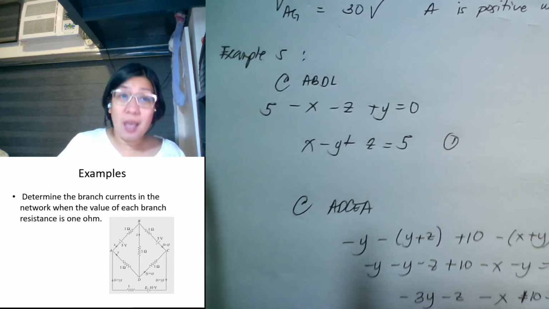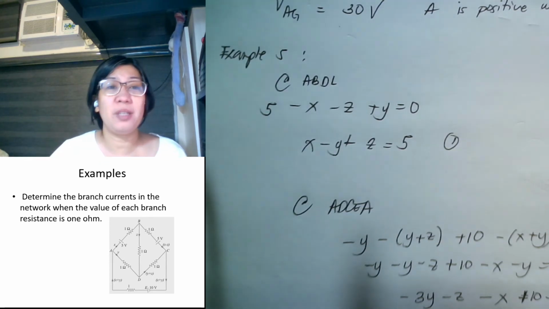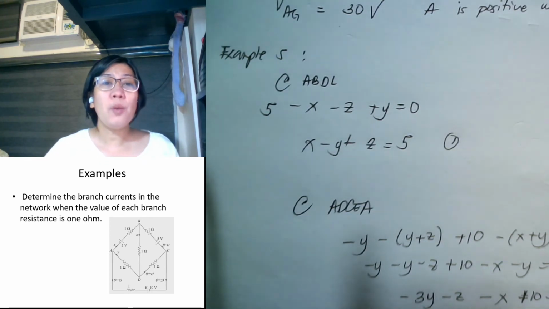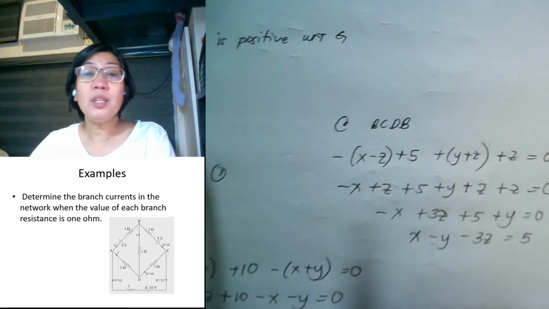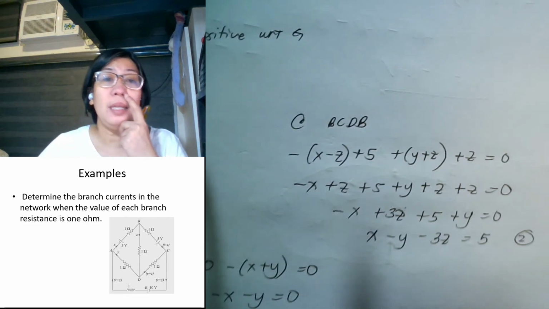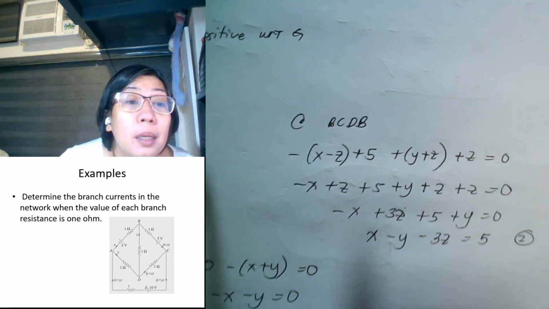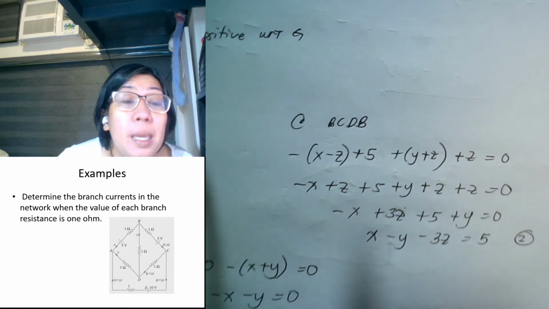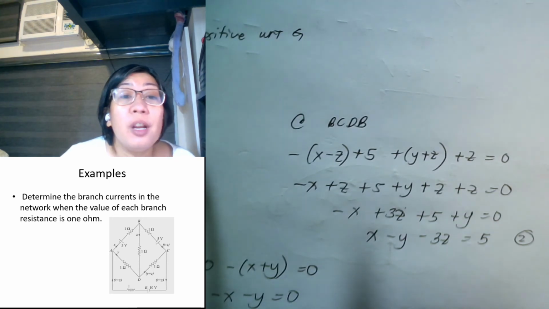So, 3 unknowns, still one equation, so we cannot solve this yet. So, let us just call that our first equation. Okay, so where are we going to get our second equation? So, let us go to BCDB. So, where is BCDB? Okay, so BCDB. So, we have here our loop.